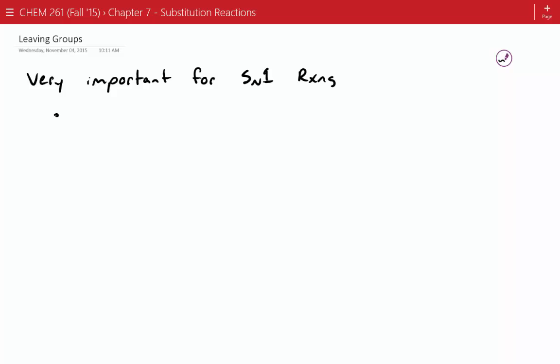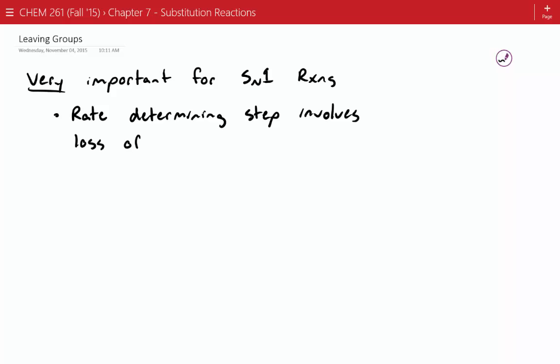And the reason is, what? Why is it more important than in an SN2? Yeah, the rate determining step involves loss of the leaving group. It's moderately important for SN2.